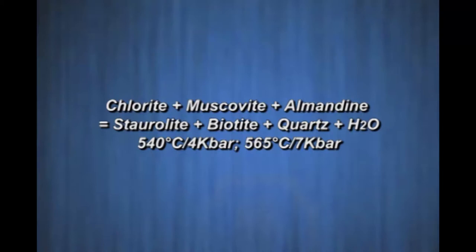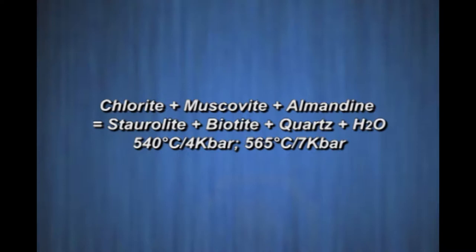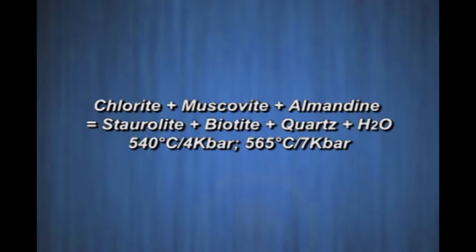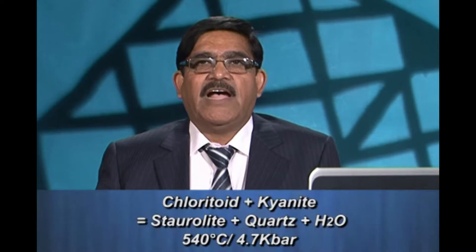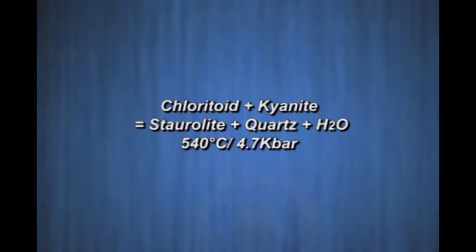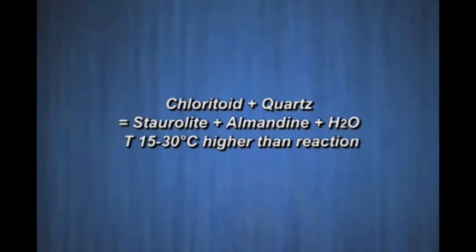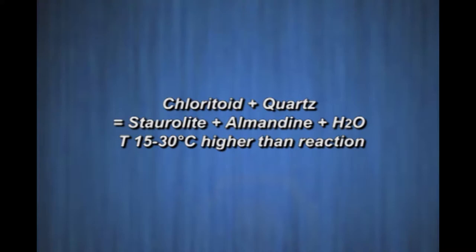The reactions are: first reaction, chlorite plus muscovite plus almandine garnet give rise to staurolite plus biotite plus quartz plus water, which occurs at 540 degree centigrade 4 kilobar, 565 degree centigrade 7 kilobar, carried out by Hoschek 1969. The second reaction is chloritoid plus kyanite give rise to staurolite plus quartz plus water at 540 degree centigrade 4 kilobar, carried out by Hoschek and Richardson 1968. The third reaction is chloritoid plus quartz giving staurolite plus almandine plus water, temperature 15 to 30 degree centigrade higher than reactions 1 and 2, carried out by Ganguly 1969.